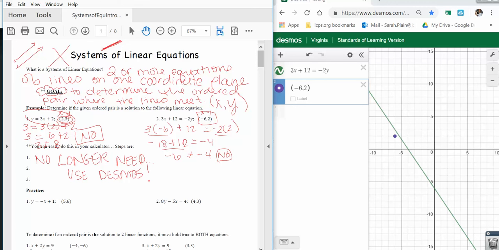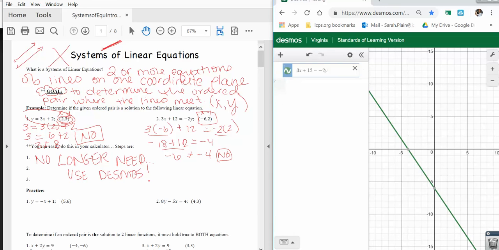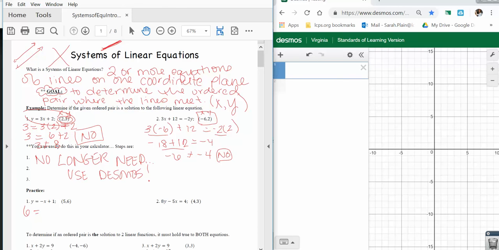Notice on those examples above, I showed all my work. But if I come over to Desmos and delete my screen, and I type in just the x value, I can even write it out. So 6 equals negative 5 plus 1, right? You can just type that in, you don't have to show work. Negative 5 plus 1, that's negative 4. Does 6 equal negative 4? No. So it's not a solution.